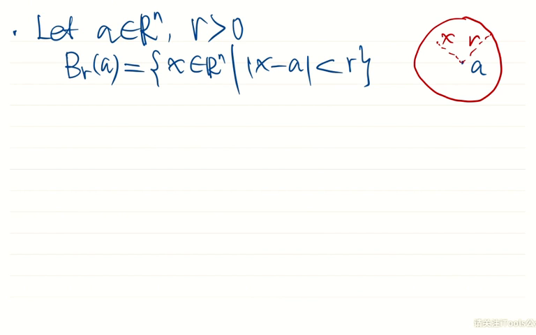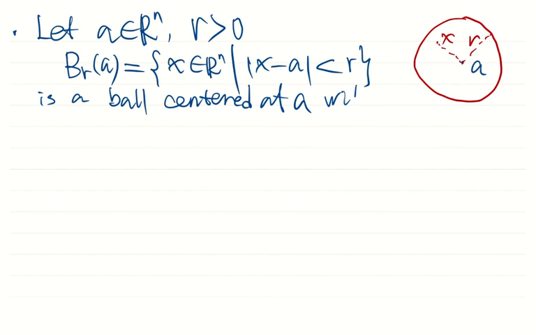So it's a ball centered at A with radius R. So this is a ball. Balls are a kind of important subset of Rn. They are very useful.